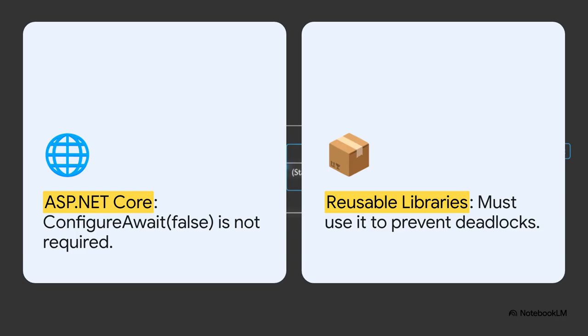One last thing I want to clear up. A heavily debated topic on Stack Overflow: ConfigureAwait(false). Do you actually need it? Well, the answer depends entirely on what you're building. Remember how ASP.NET Core apps have no synchronization context? Because of that, calling ConfigureAwait(false) in your app code is completely redundant. However, if you are building a reusable NuGet package or a library that might be consumed by older legacy frameworks or desktop apps that have a UI thread, you absolutely must use ConfigureAwait(false). That's how you prevent deadlocks in those specific environments.